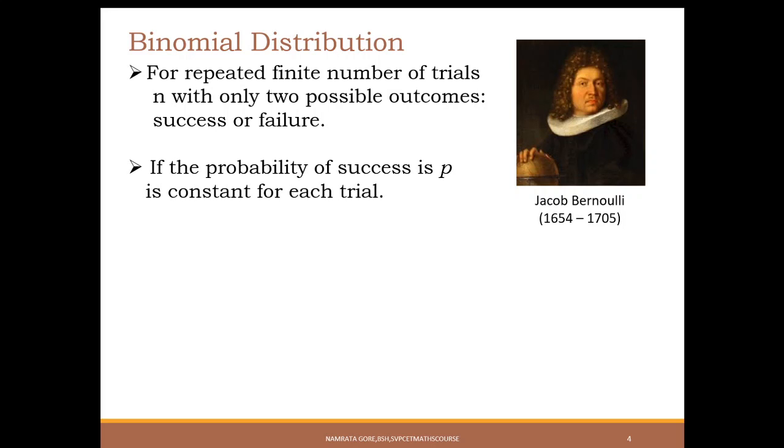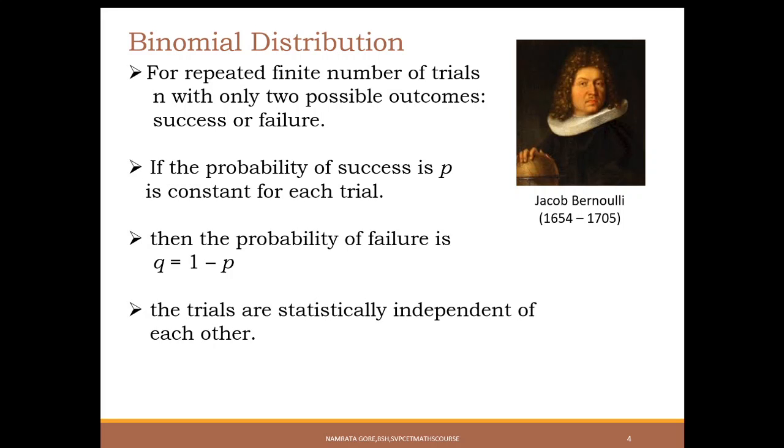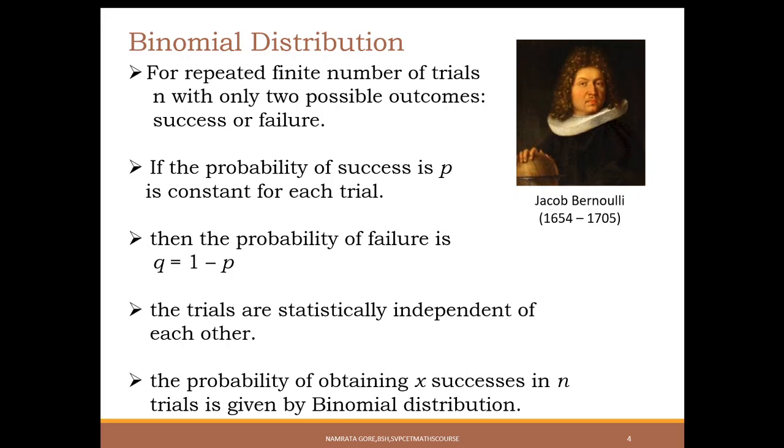Let us now denote the probability of success by P, which is constant for each trial. Then the probability of failure, denoted by Q, is 1 minus P, that is total probability minus probability of success. The trials in Bernoulli distribution are statistically independent of each other, which means none of the trials has an effect on the probability of the next trial. The probability of obtaining X successes in n trials is given by the binomial distribution.